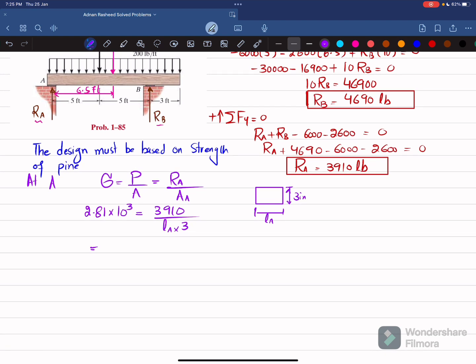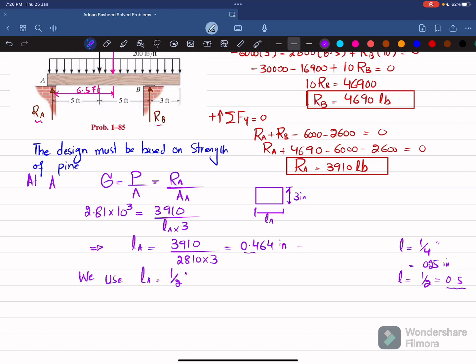From here, LA will be equal to 3910 divided by 2810 multiplied by 3, and when you calculate it, it will be equal to 0.464 inch. We have been given that L should be to the nearest 1 over 4 inch. If L is half inch, it is 0.5, and the other option is 0.25. As our value 0.464 is near to 0.5, we use a length of this base plate of 1 over 2 inch. We can also write it as 2 by 4 inch, which is again 1 over 2 inch. So the length of this base plate is 1 over 2 inch.